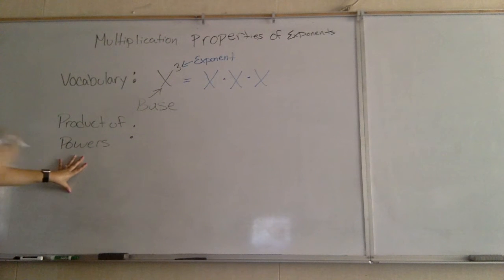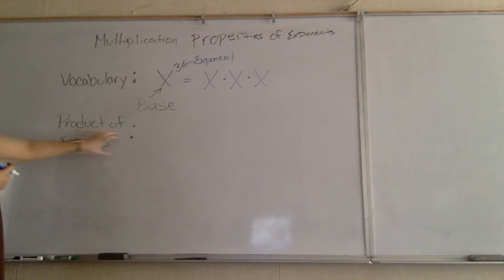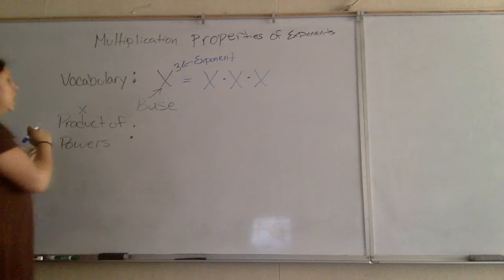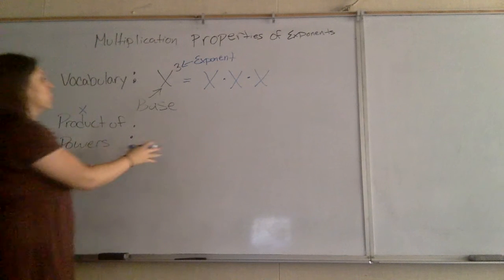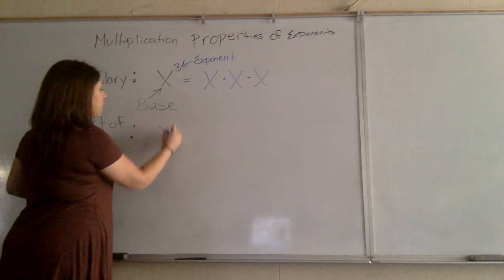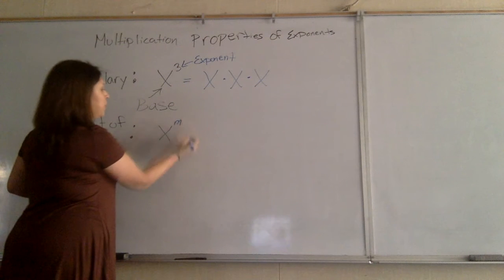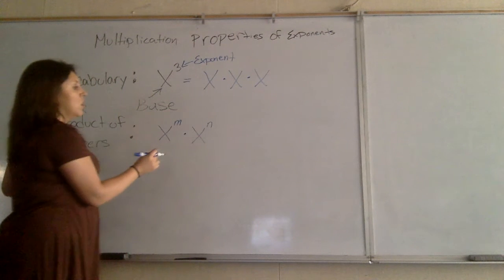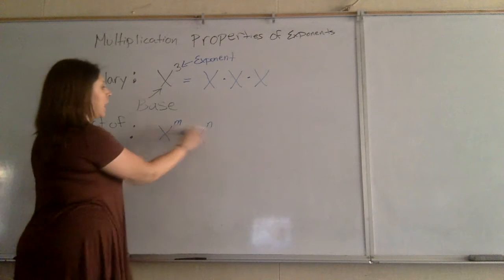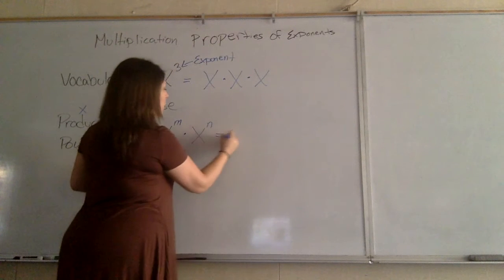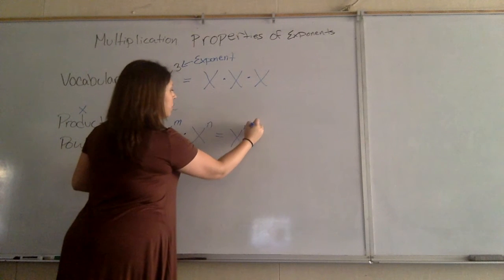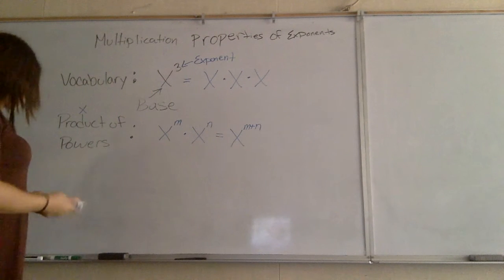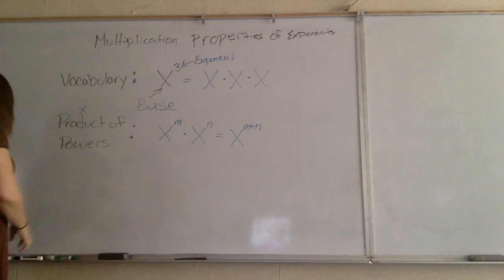So the lesson that we're learning today is called product of powers. Product means what? It means multiply, right? So we're going to take our base. If we have x to the m being multiplied by x to the n, what we're going to do is actually add our exponents: x to the m plus n, to get our answer. So we could do a couple of examples.